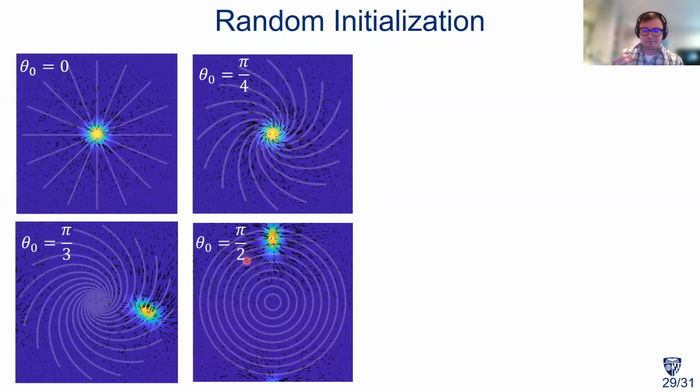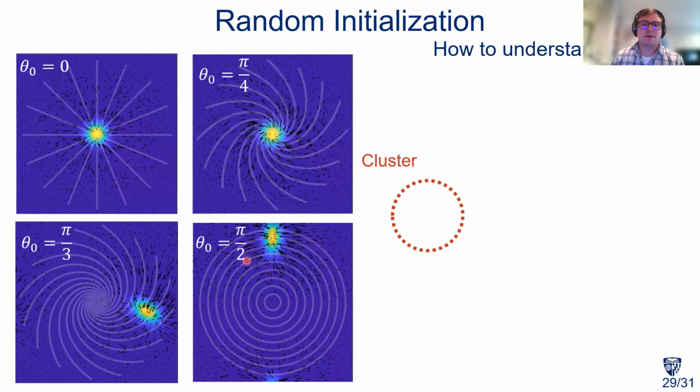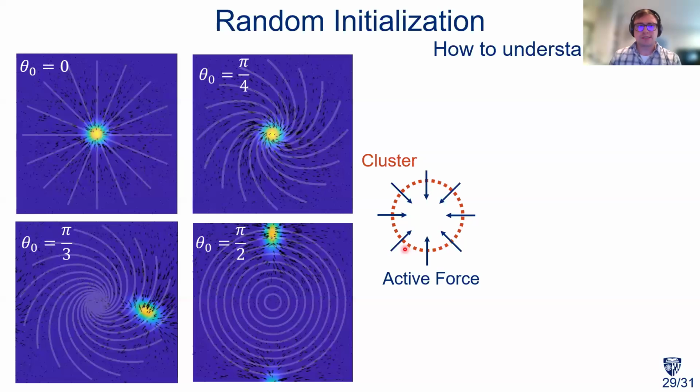And so what's going on here? How can we understand this? We have to make a couple approximations, but then we can write down an intuitive model. So first, let's think of the cluster as just a circular Gaussian. If we think of it like this, then the active force that's generated is just pointing everywhere towards the center.